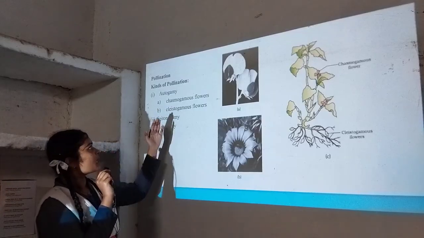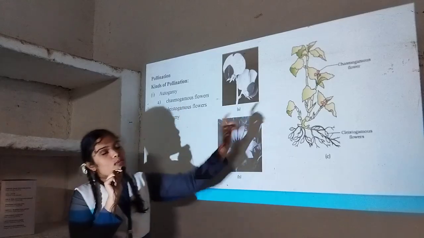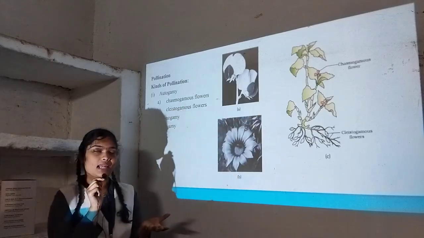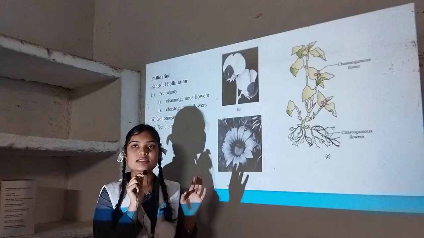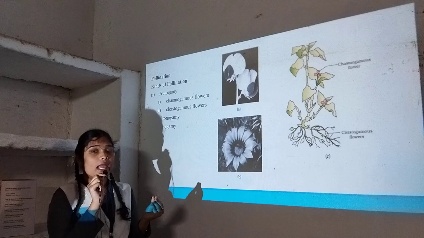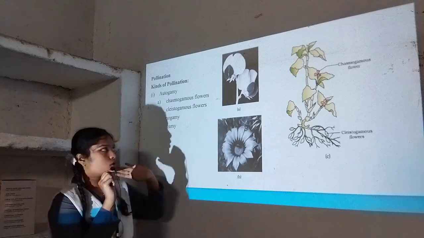In this, there are 2 types of flowers, chasmogamous and cleistogamous. In the chasmogamous flowers, which are open, autogamy takes place, and in the cleistogamous flowers, which are closed flowers, autogamy takes place in it, and this is the example of autogamy.